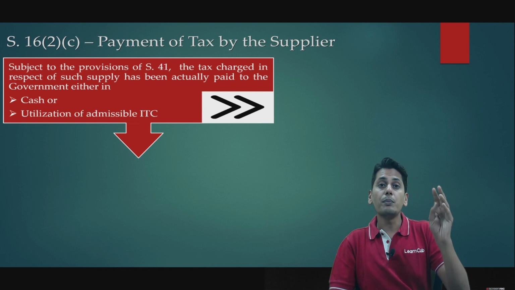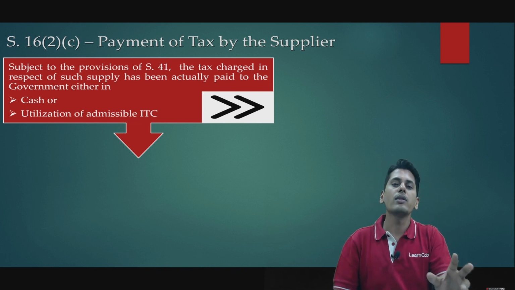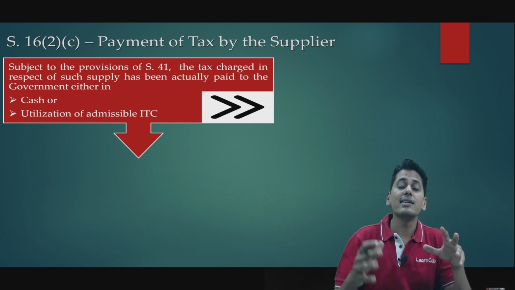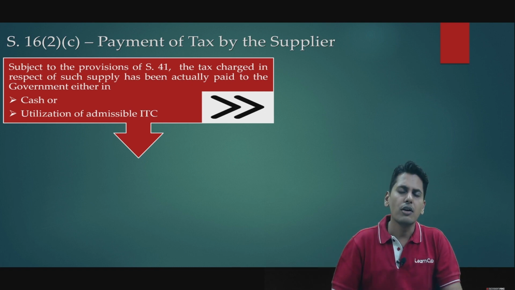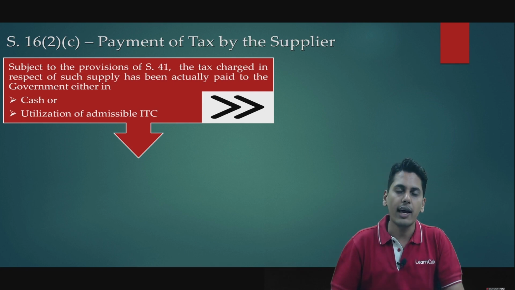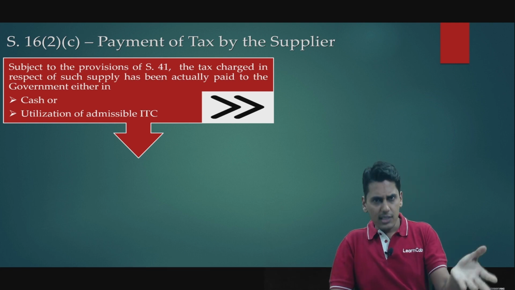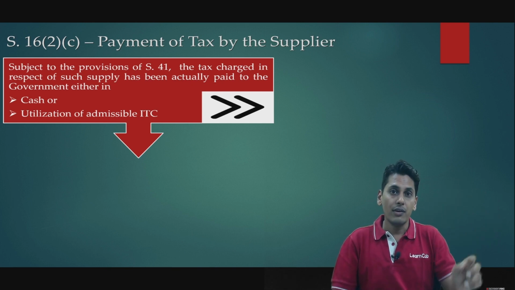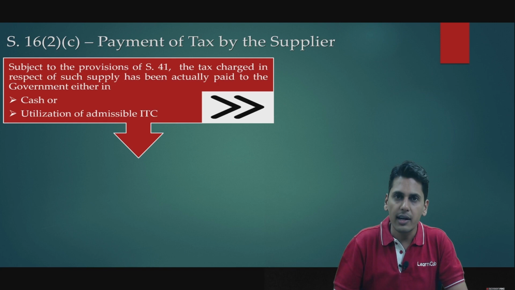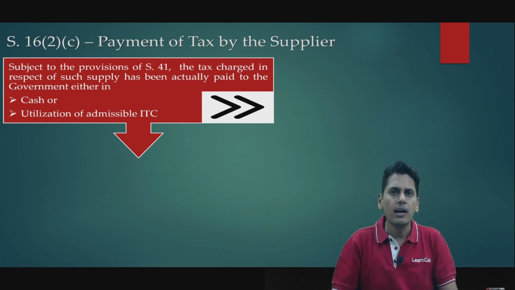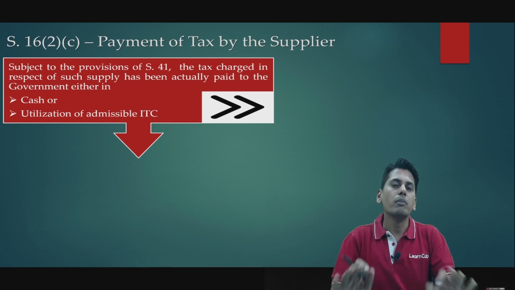Now friends, when the portal has failed to inform the recipient whether the supplier has paid the taxes or not, there is no ways and means available with the recipient wherein he can ensure whether he has satisfied the condition of input tax credit or not. So friends, in a case where the recipient is not able to know because the portal is incapable of informing him whether against each invoice the supplier has paid the taxes or not, this particular condition, payment of tax by the supplier, is practically not being followed.